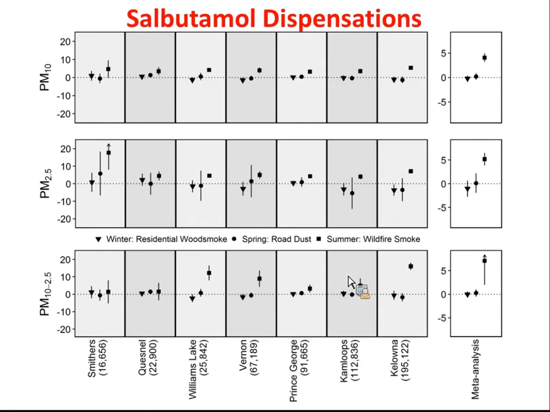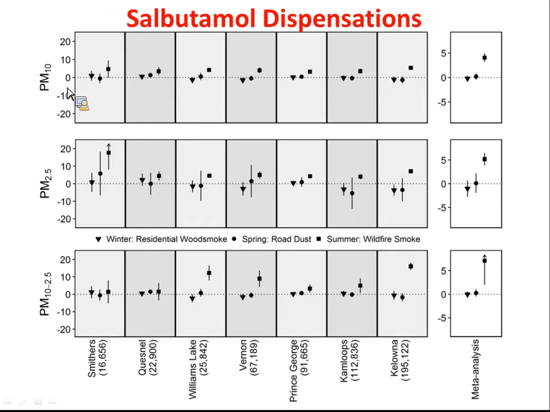This is a big plot. I'll try my best to walk you through it. First of all, we are looking at relative rates here on the y-axis. So this is a 10% increase in the rate of salbutamol dispensations. Along the x-axis, we have each of the communities, and then at the end, we have a meta-analysis estimate that takes the estimates for each of the communities and pools them. The triangles show the winter months, the circles show the spring months, and the squares show the wildfire months.